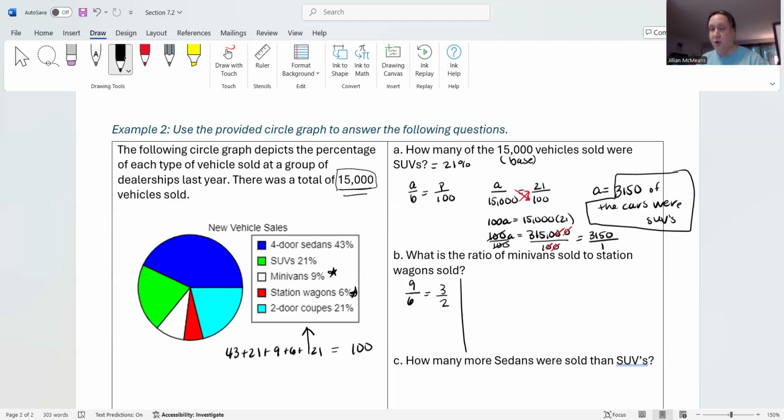Okay. Now, the other way you could do this is to find the actual number of vehicles sold. So we're going to do this kind of quick just for the sake of practice, so don't get too bent out of shape here. I'm going to do the percent equation for both of these just because it's quick.